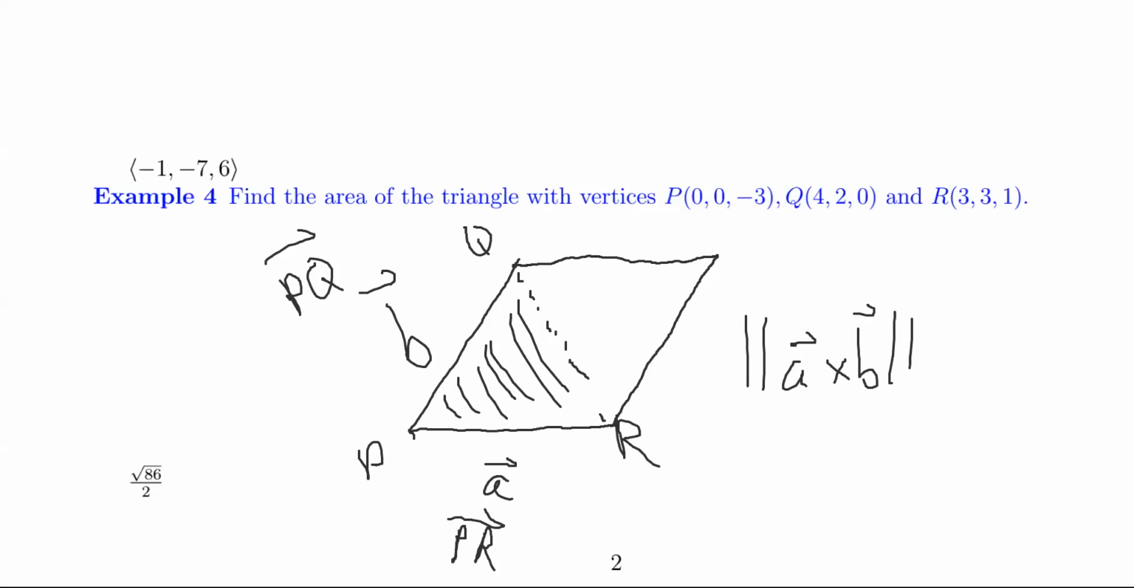But notice that in the last problem, the vector PQ cross PR was -1, -7, 6. That's what we calculated in this last problem. So the cross product of A cross B here, which is actually PR cross PQ, now we just reverse the order. This tells us that the vector A cross B is negative of -1, -7, 6. So this is really the magnitude of the vector 1, 7, -6.